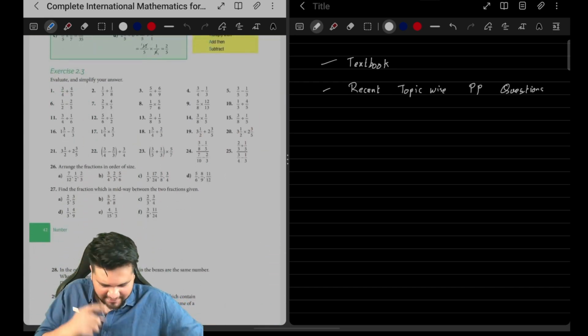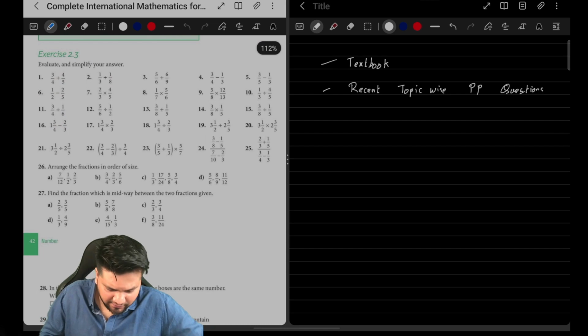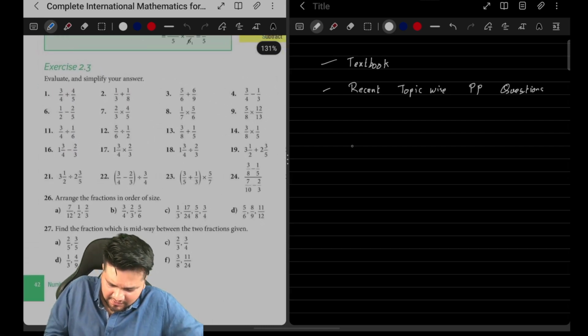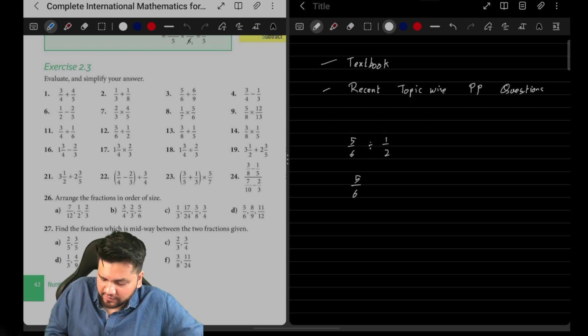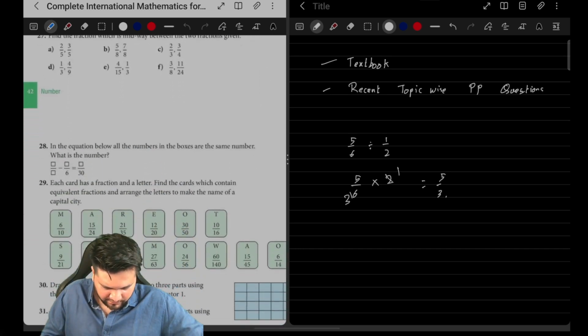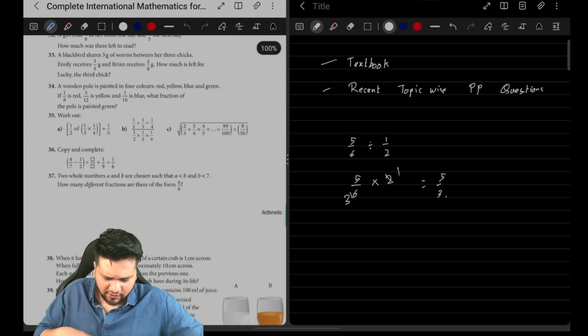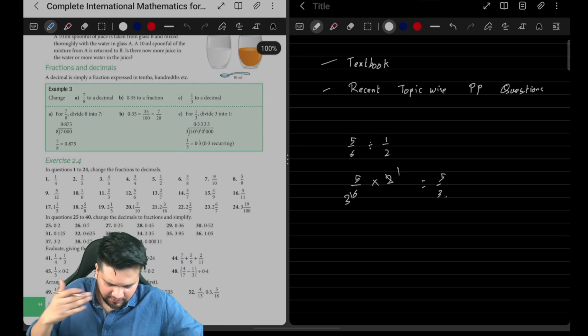Fractions, addition, subtraction. I hope you are comfortable with it. Just remember one thing: whenever we do 5 by 6 divided by 1 by 2, division is nothing but multiplication, so you just have to reciprocate the second term. So it is going to be 5 by 6 times 2 by 1, and this simplifies to 5 by 3, which is quite simple. Even these topics are quite simple, so we'll just keep adding.